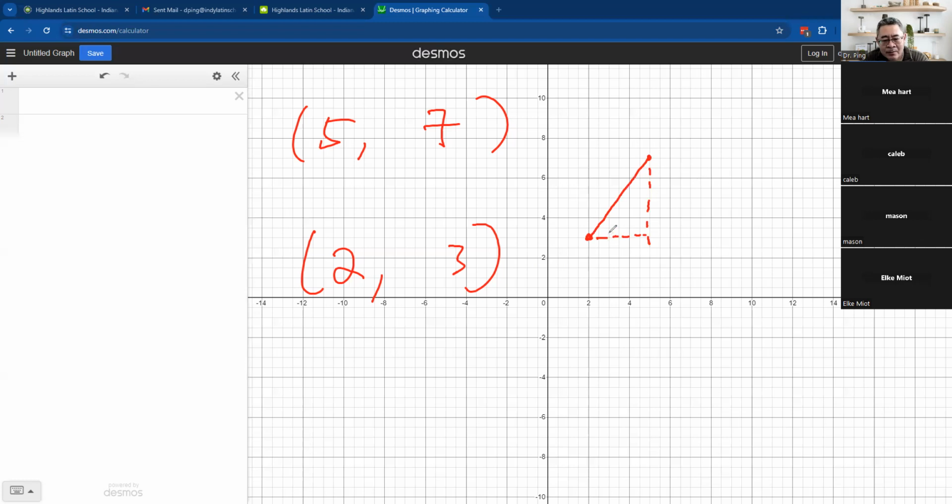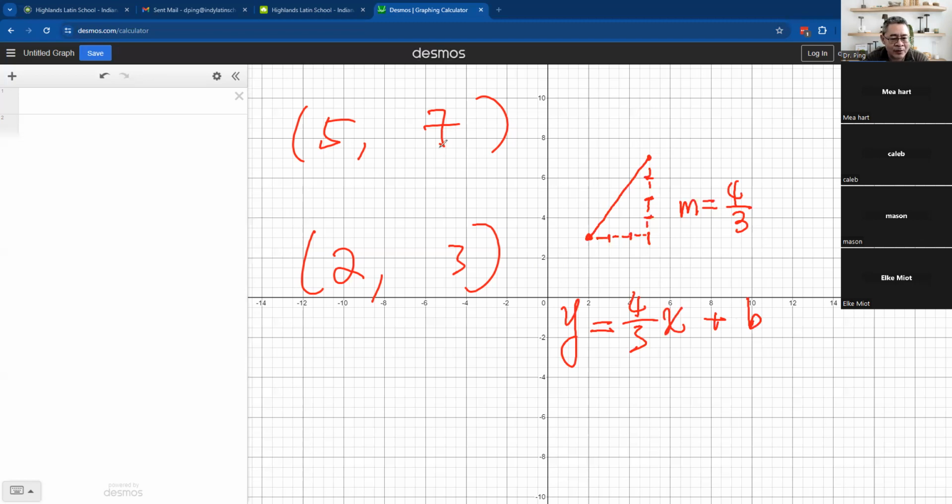So run, this is 1, 2, and 3. Rise 1, 2, 3, 4. So the slope is 4/3. So therefore, what we got here is y equals 4/3 x plus b. We haven't found b yet. So we first find the slope.